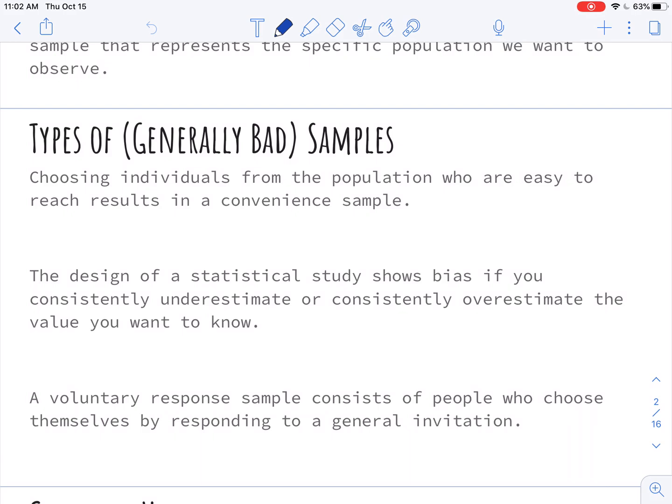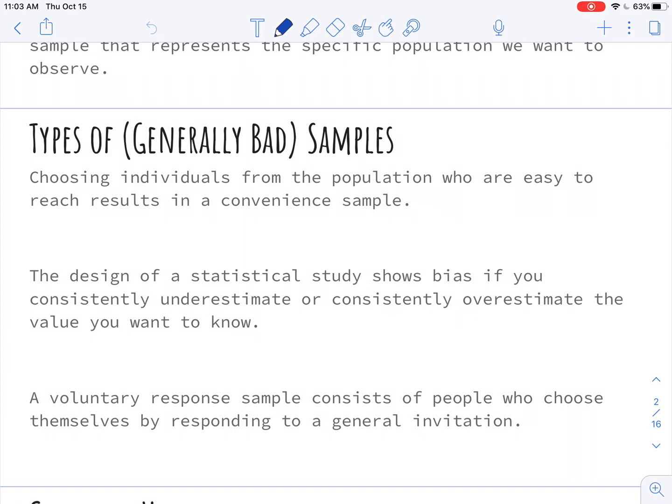The design of a statistical study shows bias if you consistently underestimate or consistently overestimate the value you want to know. So if we're doing a poll only in Wausau, we're underestimating. We don't get any of the opinions of Racine, Kenosha, Rhinelander, Green Bay, Madison, Milwaukee, Marinette. We don't get any of those opinions from any of those people. We've underestimated their role and we've overestimated Wausauians in that poll.